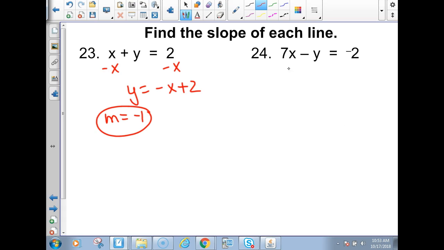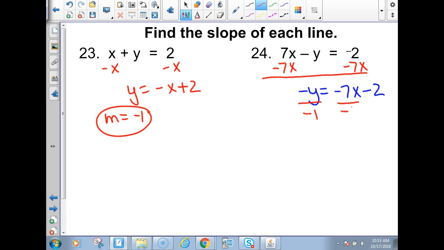We got to get our y alone, so we're going to have to subtract 7x. Bring down -y. Right, -7x minus 2 on the right. Now I got to divide everything by -1 to make that y positive. And that happens to turn this whole other side positive because you got a negative over a negative, so 7x, -2 divided by -1 plus 2. And now I can see my slope, m is 7.